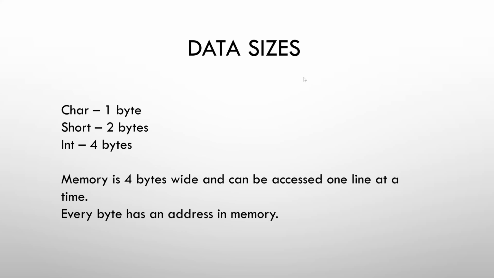Hello, everybody. Today we're going to be talking about data sizes and how they can be stored in memory using valid locations. To begin, we have a char that is 1 byte, a short that is 2 bytes, and an integer that is 4 bytes. The memory is 4 bytes wide and can be accessed one line at a time, and every byte has an address in the memory.